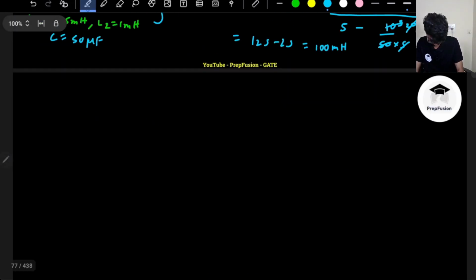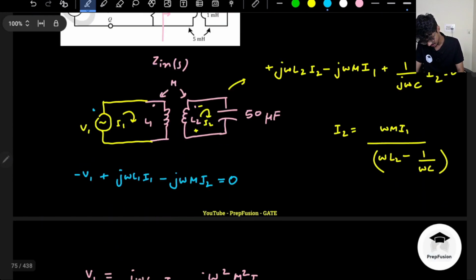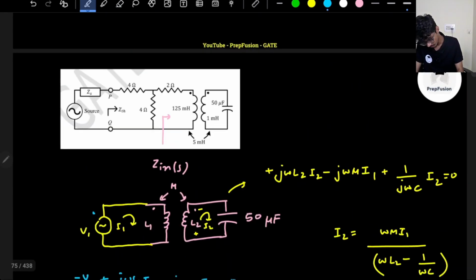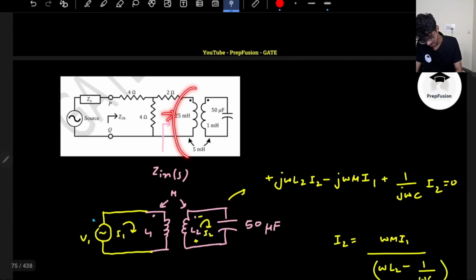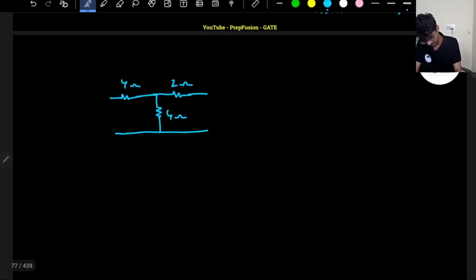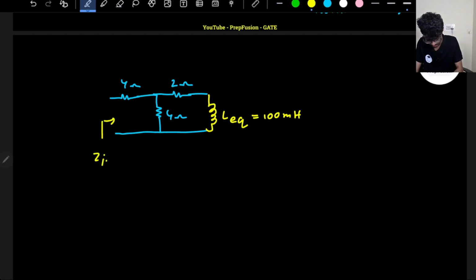Now I can replace this whole circuit. What is the whole circuit? I have a resistor here of 4 ohms, another resistor here of 4 ohms, another resistor here of 2 ohms, and from here I can see an L equivalent of 100 millihenry. So from now you can simply find out the input impedance.